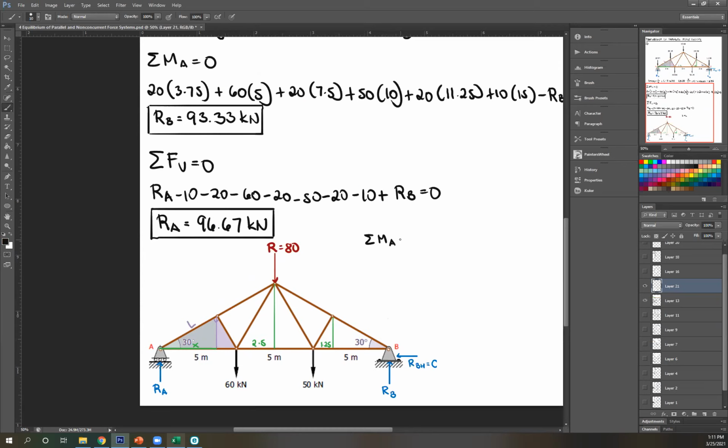Summation of moment at A equals 0. Let's start with 60. 60 times 5, clockwise, therefore positive. Next, R, which is 80, clockwise, therefore positive. So 80, distance is 5 plus 2.5, so 7.5. 50, clockwise, and 10. And then RB, counterclockwise, therefore negative, times 15 equals 0. You can directly solve for RB. What's the answer using this equation?